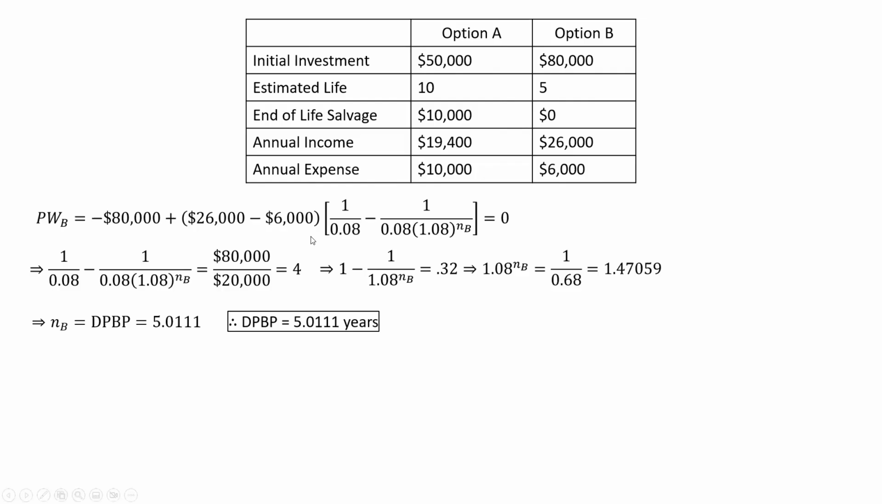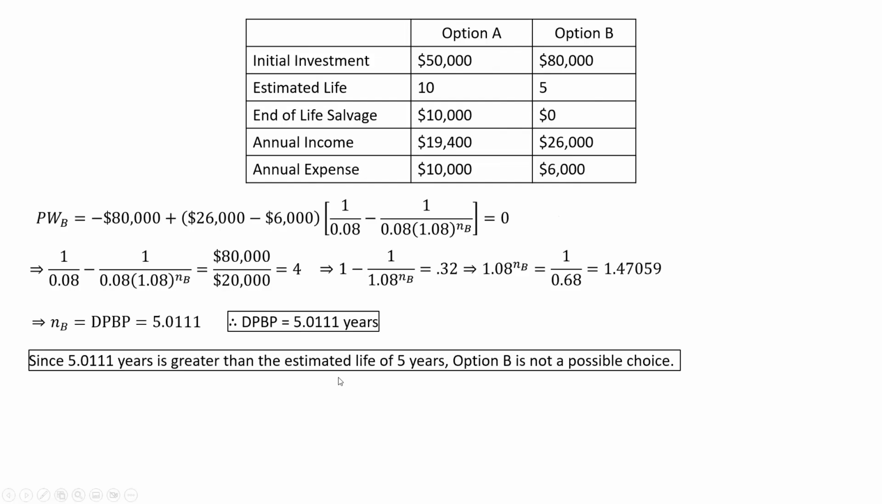Notice for option B, the estimated life is only 5 years. And so, if you will see only positive cash flow after 5.011 years, then this is definitely not a good idea, right? It is greater than the estimated life of 5 years. Option B is not a possible choice, right?